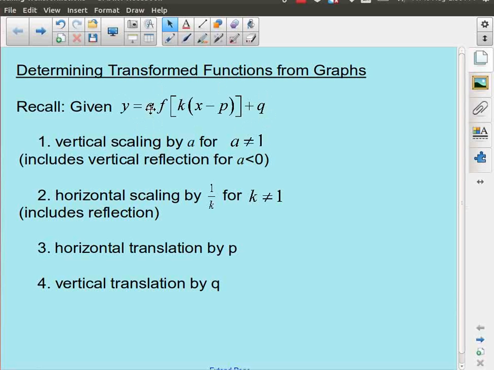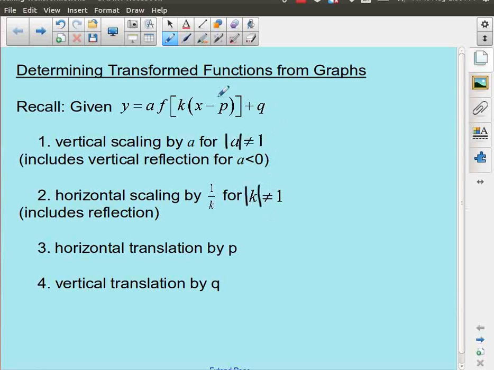So the a value, the multiplying value in front of the function or outside of the function, tells us our vertical scaling. And the sign of that value, positive or negative, is going to tell us whether or not we have a vertical reflection. So it'll be a scaling value for any value of a, or actually more appropriately here, we should say for any absolute value of a not equal to 1. And then a vertical reflection anytime that's a negative value.